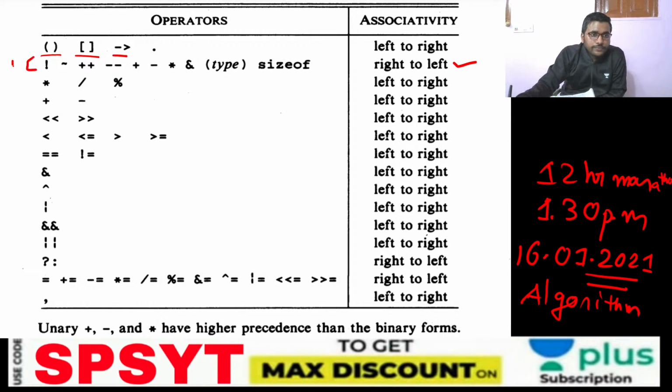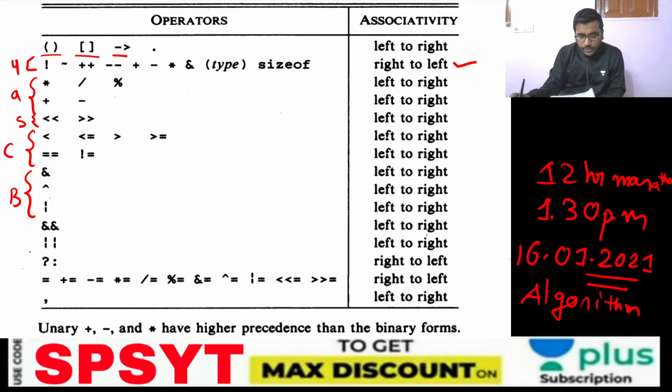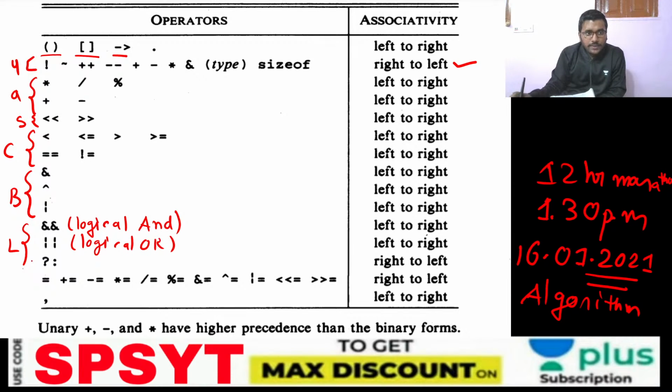This is unary, this is arithmetic, this is shift, this is comparison, this is the bitwise operators, this is logical AND and logical OR. This is ternary, this is assignment, and this is the comma operator. So how should you remember? USC BLTAC.